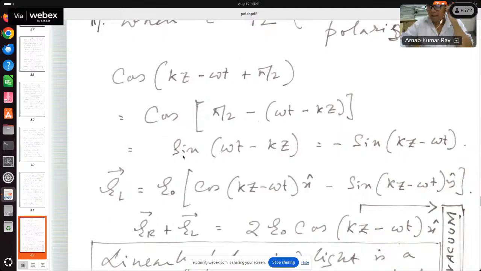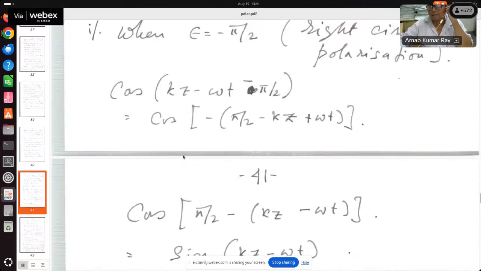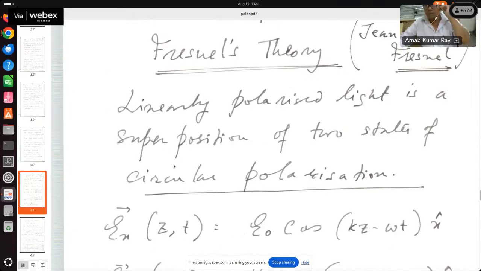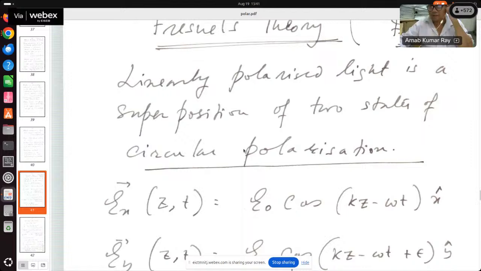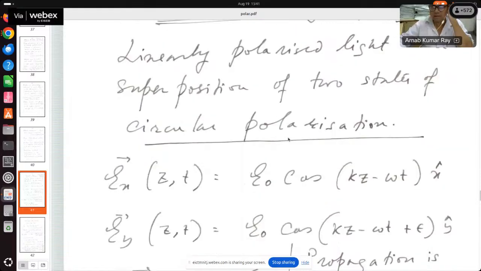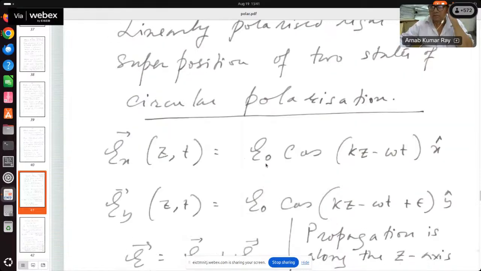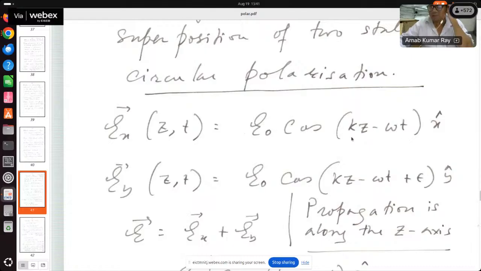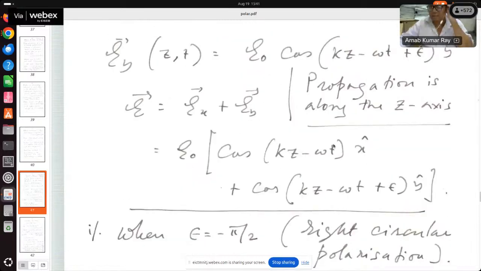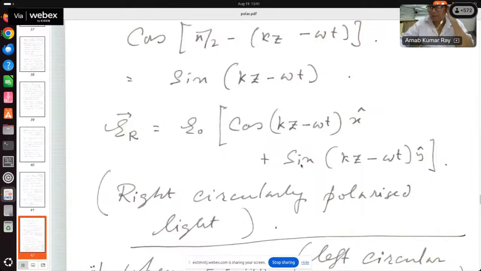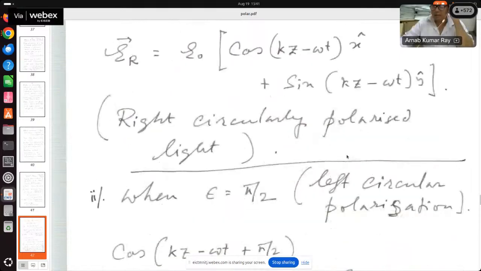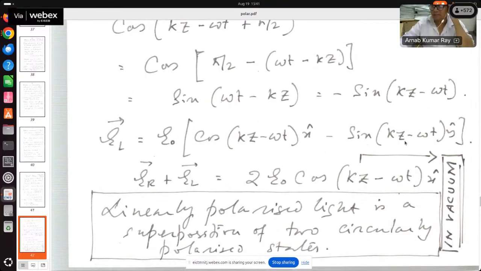So let us now add these two states. Fresnel starts his mathematical theory of optical activity by saying that linearly polarized light is a superposition of two states of circular polarization. Circular polarization, hence the amplitudes are constant. And so this is along the x-axis. It is the same for both. And for the y-axis, we tune the value of epsilon, and we get these two states: plus sine(kz minus omega t) for right circular light, and minus sine(kz minus omega t) for left circular light.